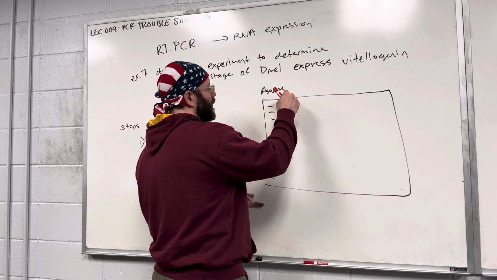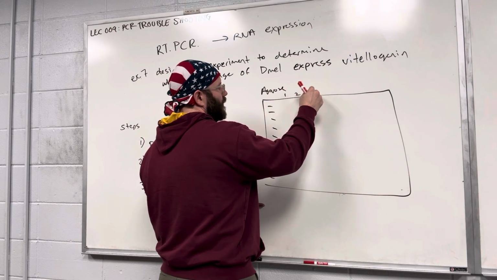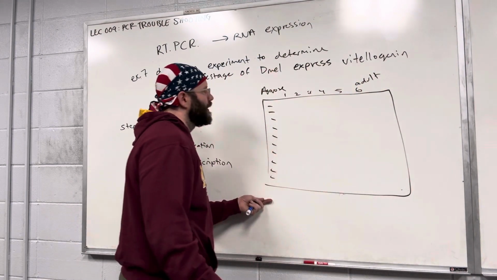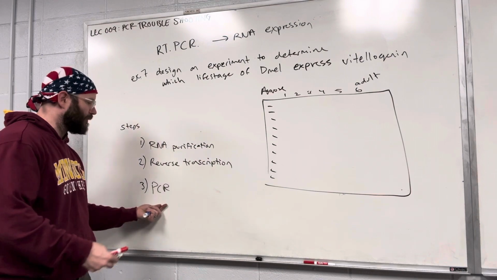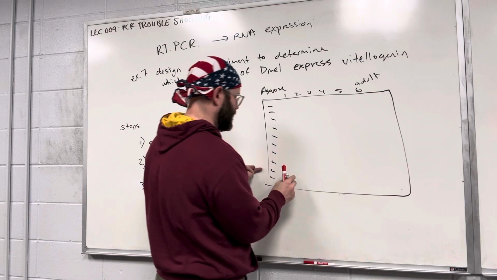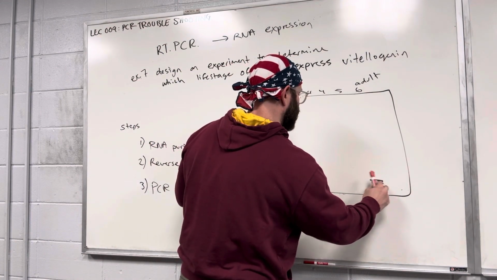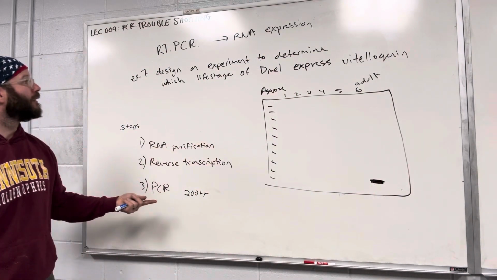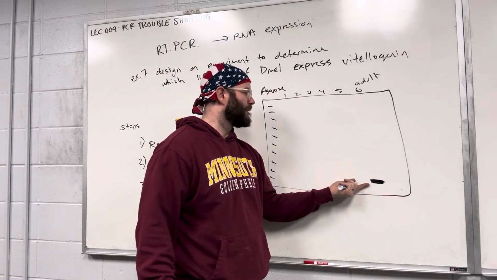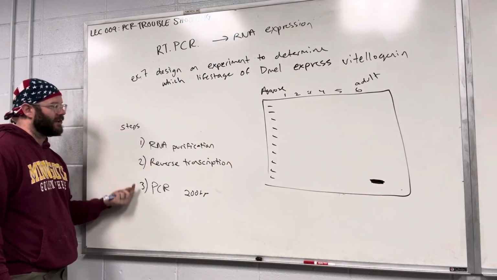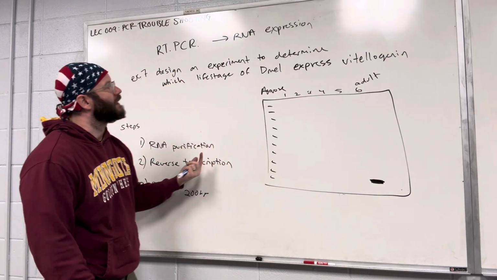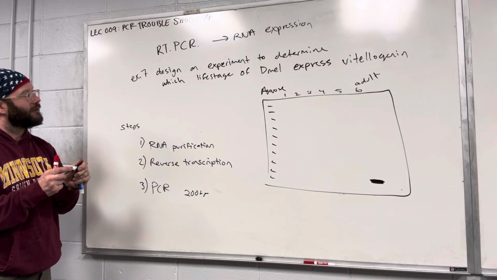So let's say you ran your different life stages, 1, 2, 3, 4, 5, 6. Let's say this one is adult, okay? And depending on the size of your amplicon, where your primers bind, let's say it's 200 base pairs. Let's say you saw a result that looked like this. What's your conclusion? Adults express vitellogenin. So RT-PCR can give you a visual readout of expression of a gene, some gene X. Any questions about that?